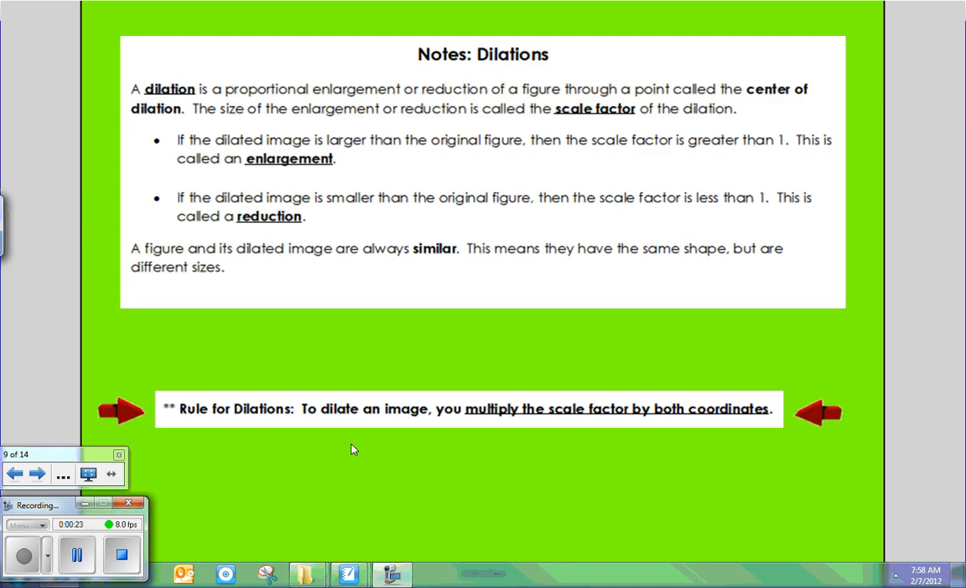And this is where you hear people talk about, it's 2 times bigger or it's half the size. That's scale factor. 2 times bigger, half the size. Those are all the language of scale factor. Okay, a dilation, when we think of it, we think of when we go to the eye doctor and they dilate your eyes and your pupils get really big.